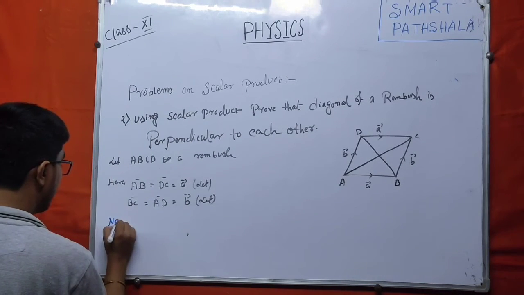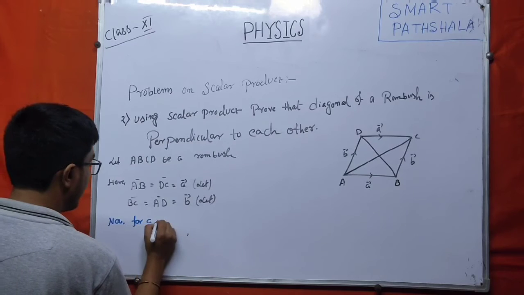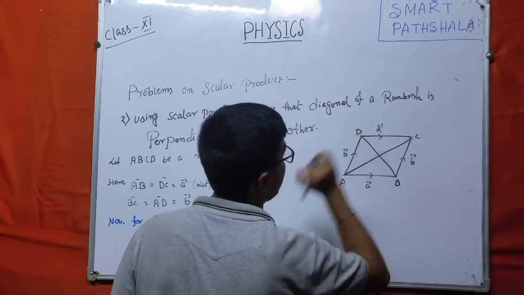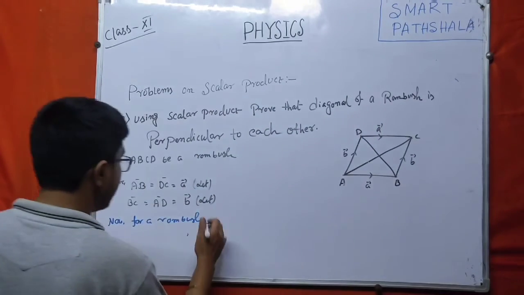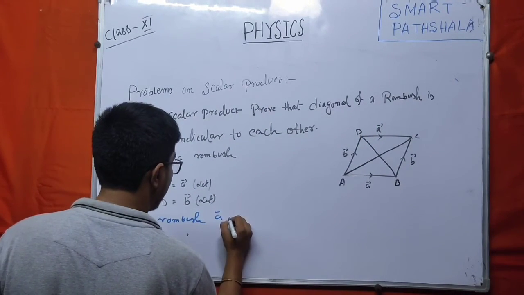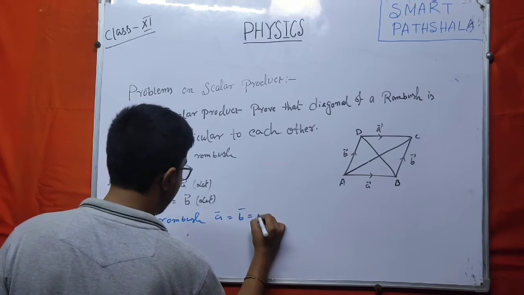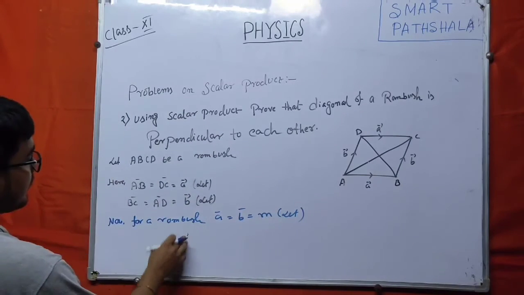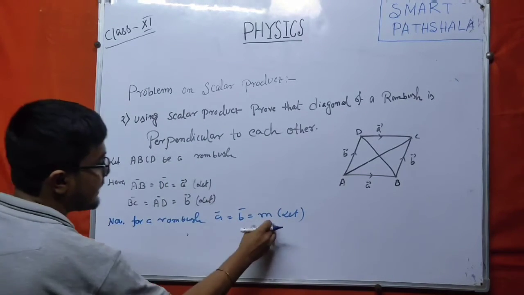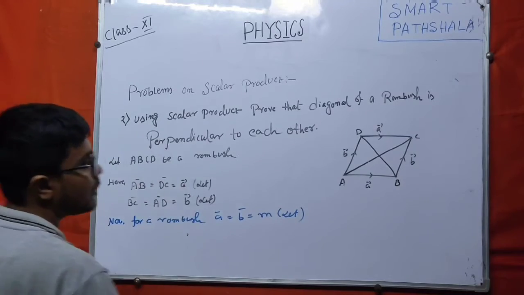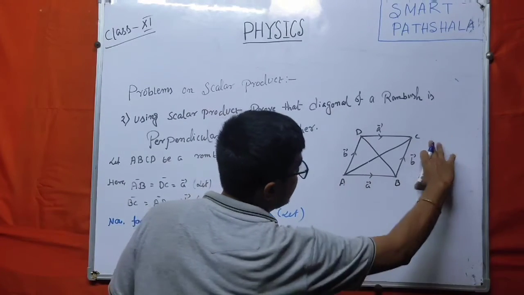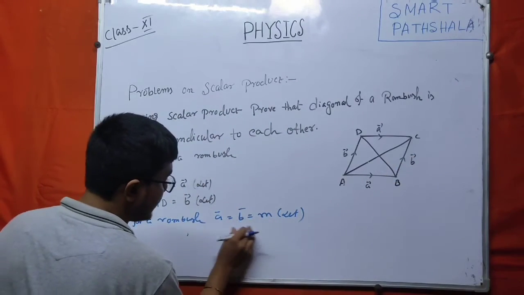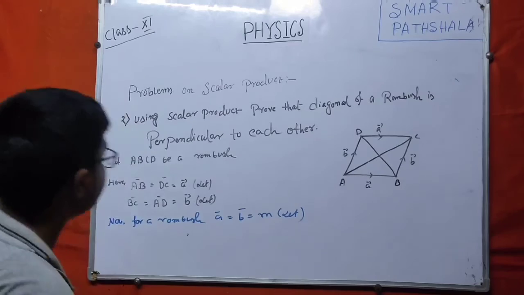Now for a rhombus, all the four sides are equal. That is, a vector equal to b vector equal to m. We have considered these two vectors as equal, so this side is equal to this side, and we have considered a value for this as m.